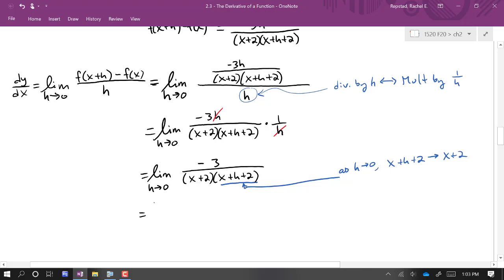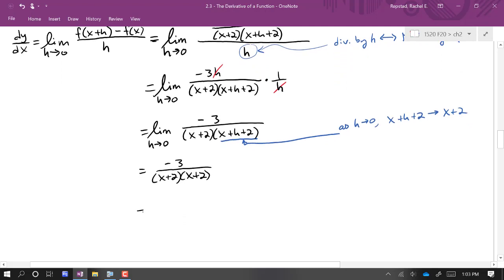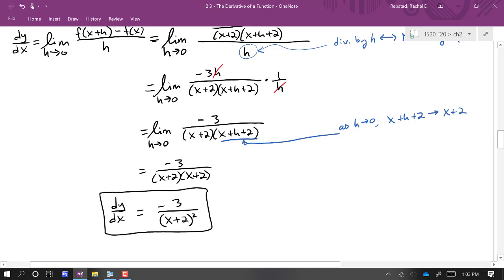So now let's let h go to 0. Now is when we don't have to write lim. We get -3 over x plus 2 times x plus 2. And of course, we probably simplify that and just call it -3 over x plus 2 squared. There's our derivative. That's the first thing they asked us to do, and it's the thing that takes the most work. Now, as a follow-up, we're just going to reap the fruits of our labor here and evaluate this derivative when x is equal to 1.